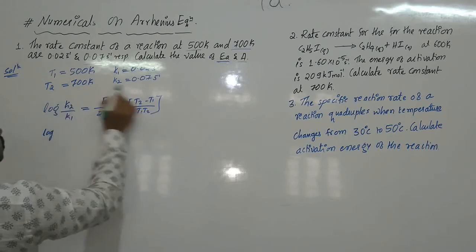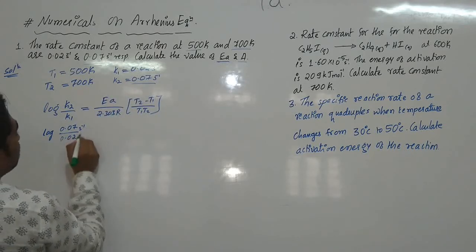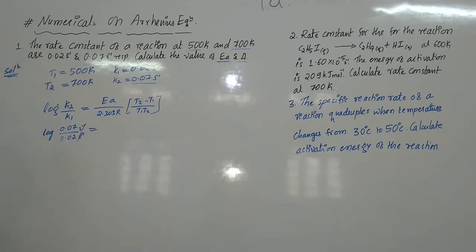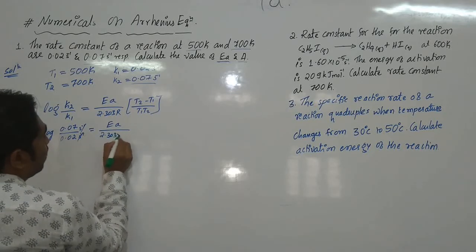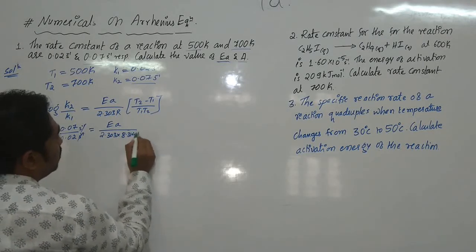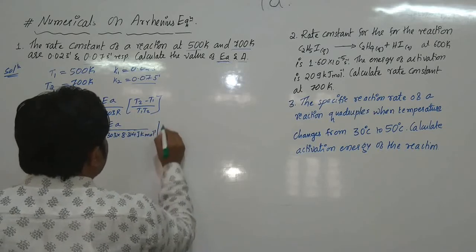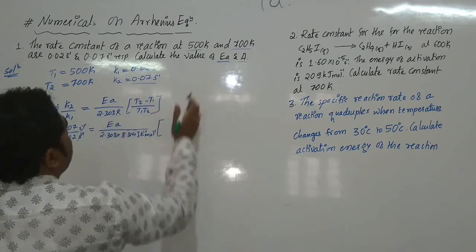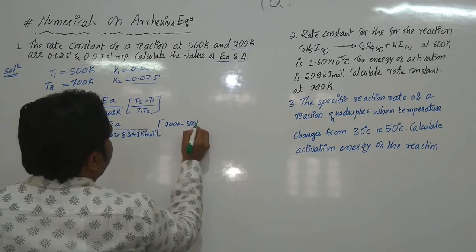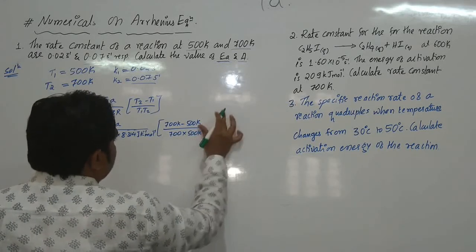Log of K2 by K1: K2 is 0.07 divided by K1 is 0.02. It is also per second, so both units cancel out. Next, this is the activation energy. We don't know the value of activation energy. We have to calculate activation energy in this equation. This is Ea divided by 2.303. What is R? R is equal to 8.314 joules per Kelvin per mole. Next, here T2 is 700 Kelvin minus 500 Kelvin, divided by 700 into 500 Kelvin. Okay.